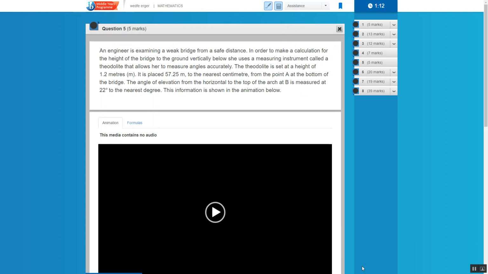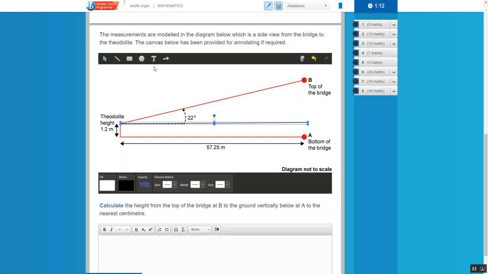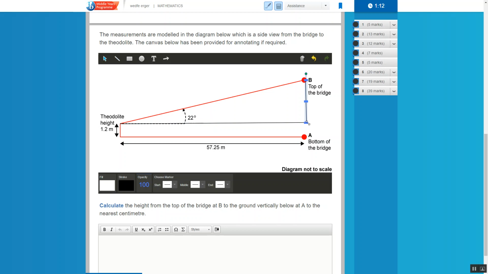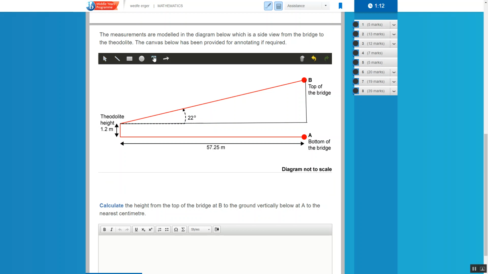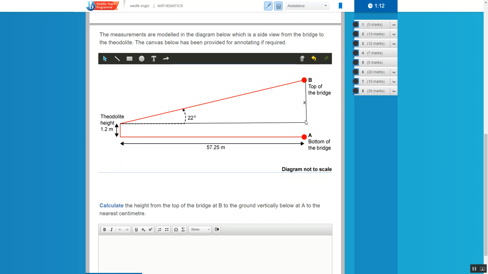Okay, so here's question 5. Basically, it's a nice little trig question. We have to find the height of the bridge from the bottom, okay? So we can make this into a right angle triangle. I just pull that over and then bring one down from the top. And what we're after is, let's call it x. We've got a right angle triangle here.